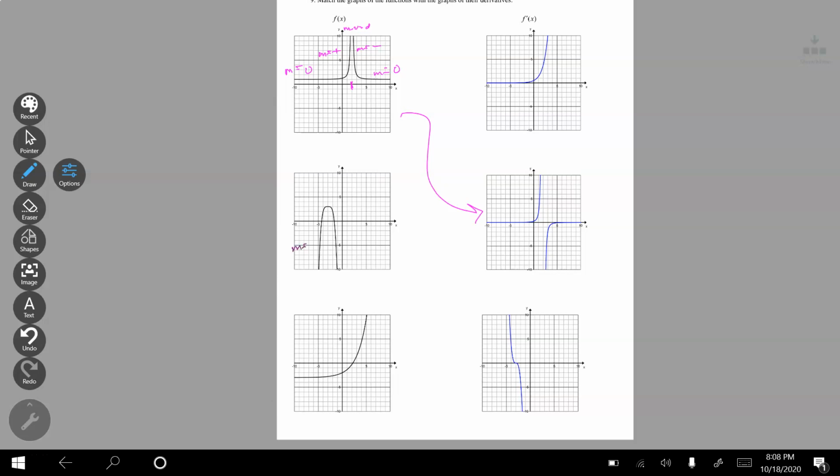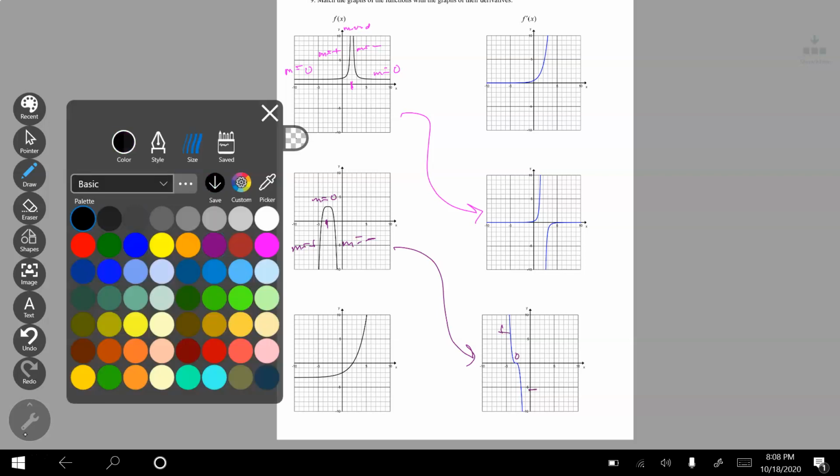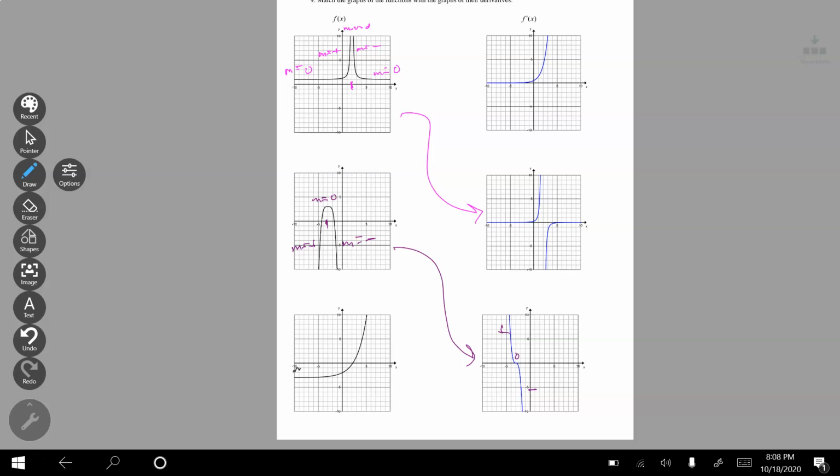This one has a positive slope, a 0 slope, a negative slope right here at about negative 3. And I would say that looks like this graph. Positive, 0, negative. And this last graph has m about equal to 0, and it goes up to m goes to infinity. And I would say that's this graph here.